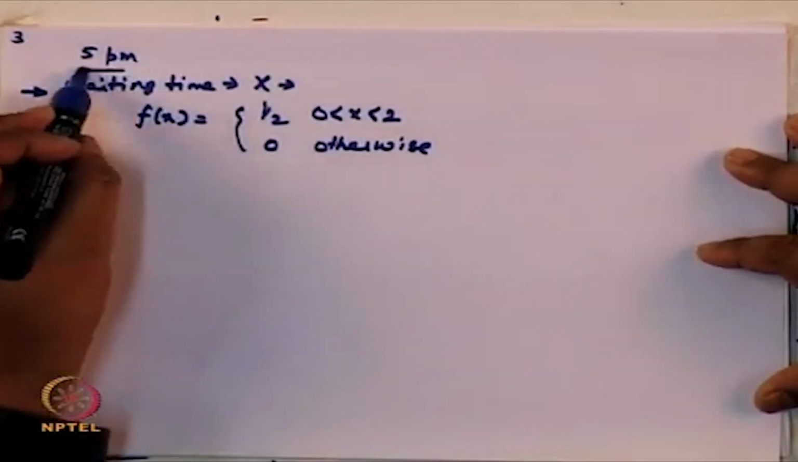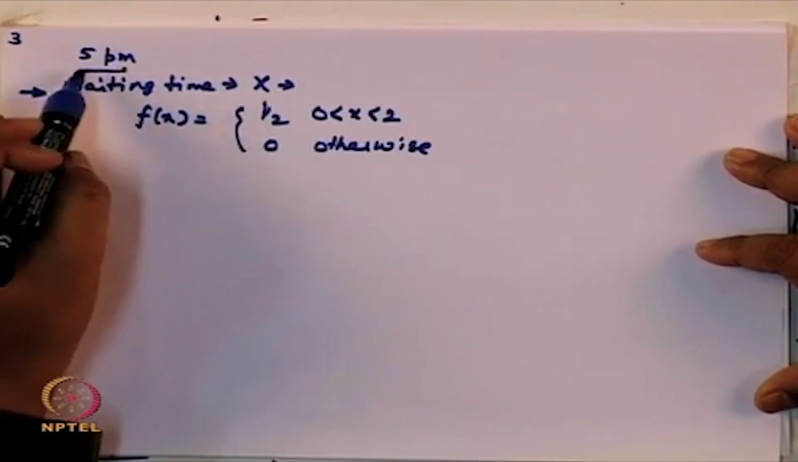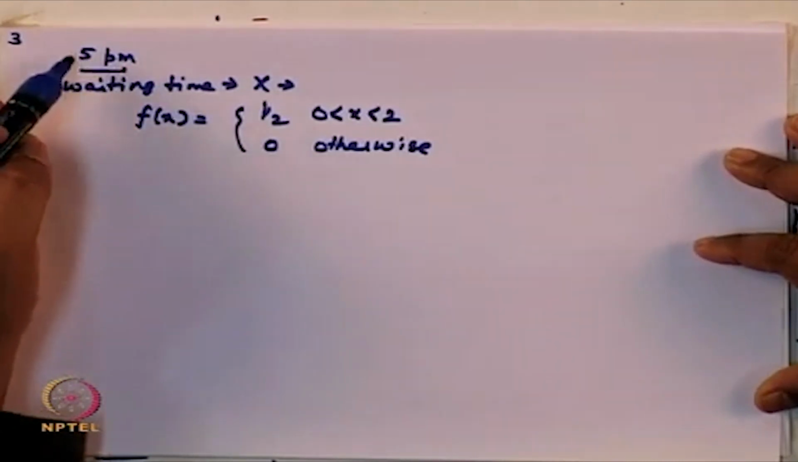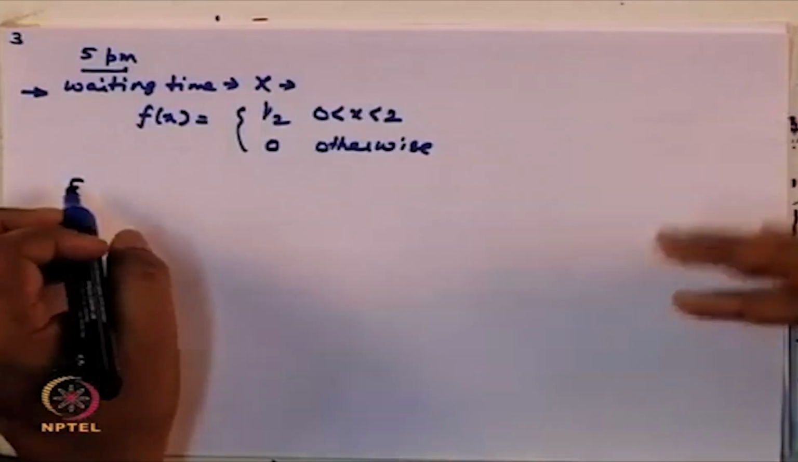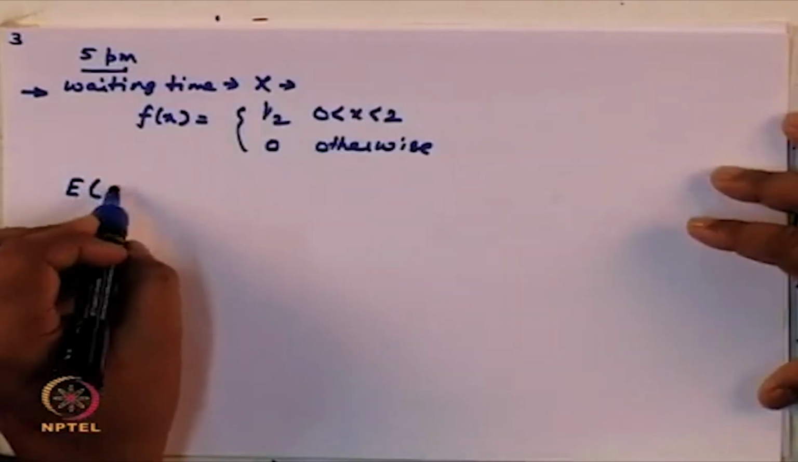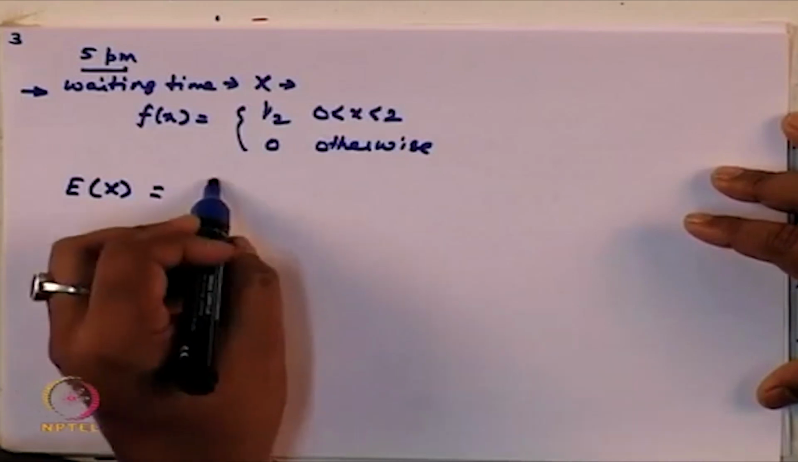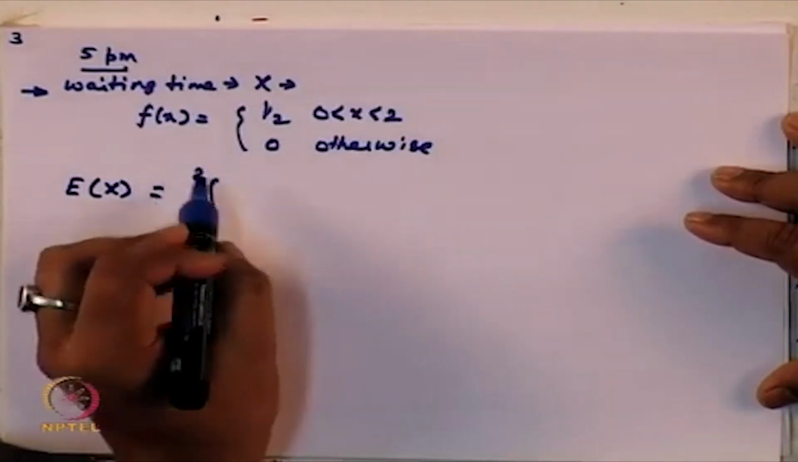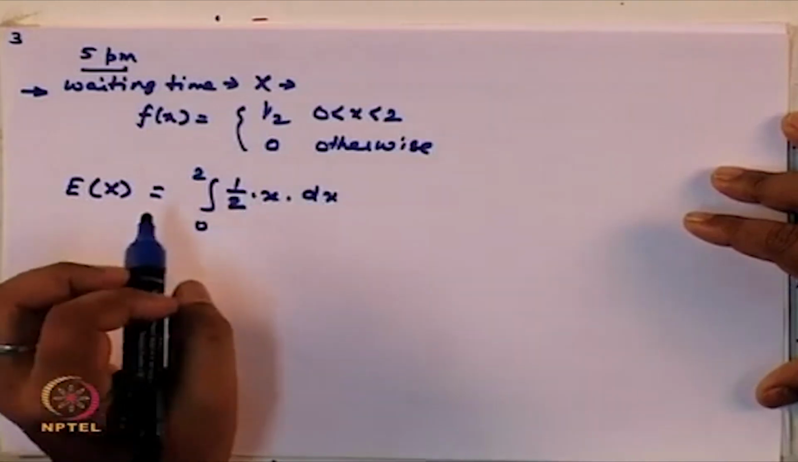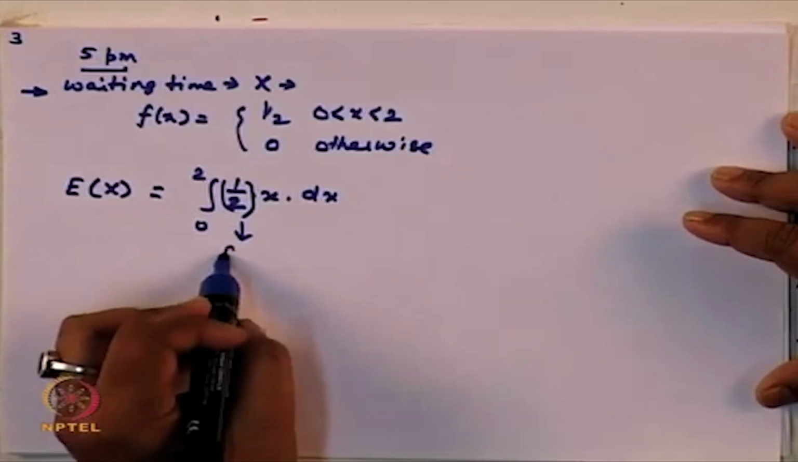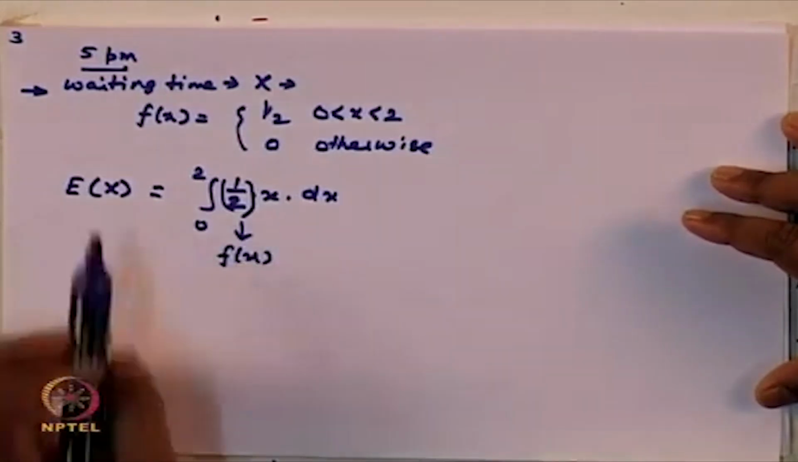Okay. So, you ideally expect the envelope or whatever you are waiting for to arrive at 5 p.m. Now, on an average, how much do you have to wait? That is the question. Okay. So, how do you do this? When you ask what is the average expected wait time, it is nothing but the expectation of x, and this I can write as the integral from 0 to 2 of half into x dx. Okay. So, half is your f x. So, x f x dx is nothing but the expectation.